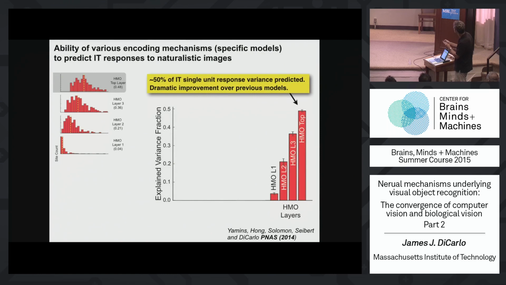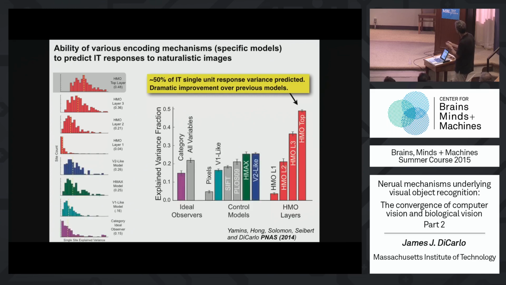And here's a summary. This is a distribution of the explainable variance for the top level of the model, fitting about, I think, 168 IT sites. Some sites are fit really well, near 100%. Some are not fit as well. The average is about 50%, which is shown here. This is the median of that distribution. So the summary take home is that about 50% of single unit response variance is predicted. And this is a big improvement over previous models I'll show you in a minute. The other levels of the model don't predict nearly as well. The first level doesn't predict well, the second level better, the third level better, and the fourth level the best.